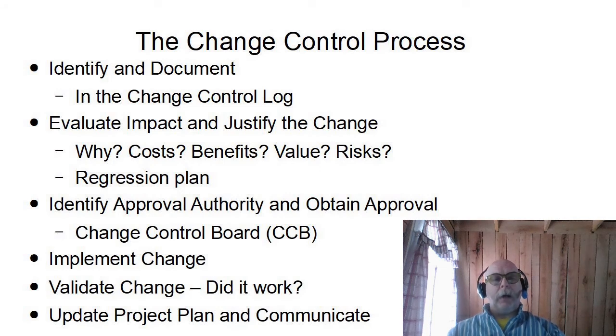The change control process. Everything changes. Every project will have changes. Life has changes. Things change. So we need to be sure that we can control these changes so that they don't affect other parts of our project negatively. The first thing we need to do in a formal change control process is to identify and document the change. Somebody requests a change or a change needs to happen, put it in the change control log, write it down, identify it, document it.